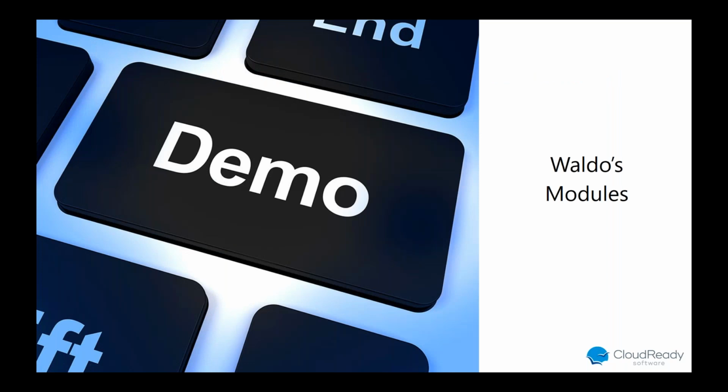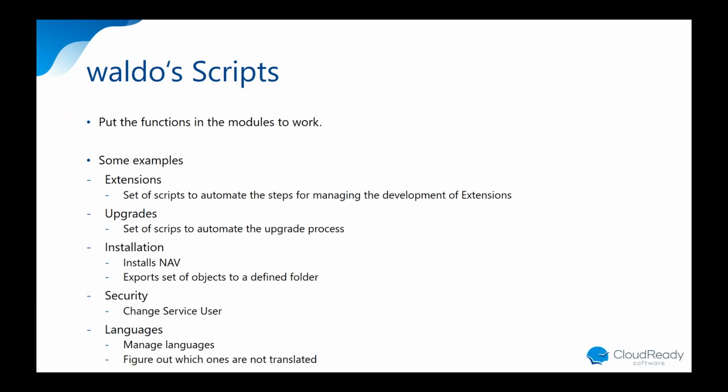Here's an overview of what's in there. There are scripts as well in the GitHub. You can find them, and these scripts basically put these modules to work. There are some topics, like a collection of extension scripts to create your extensions and manage your extension development environment. For upgrade, there is a script that completely automates an upgrade environment. You can find them on the GitHub as well. I think this concludes what I wanted to show you today.